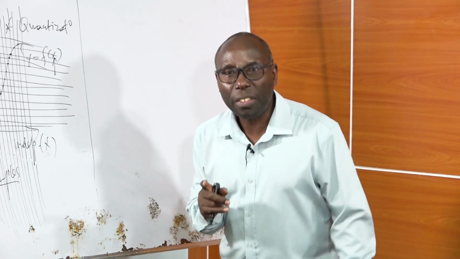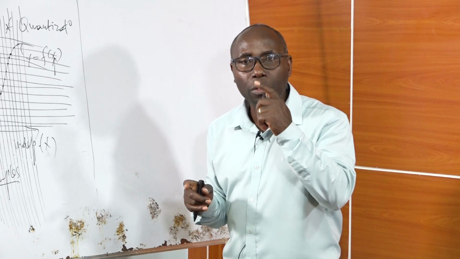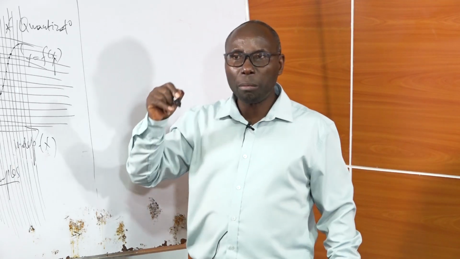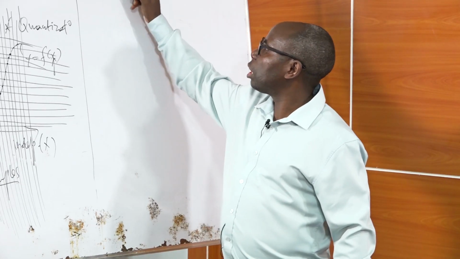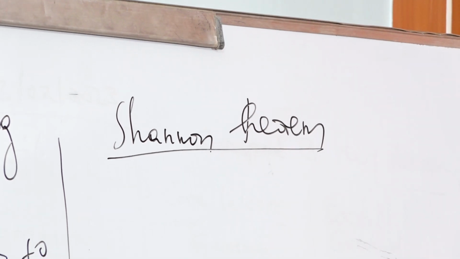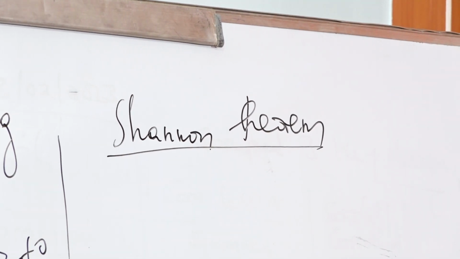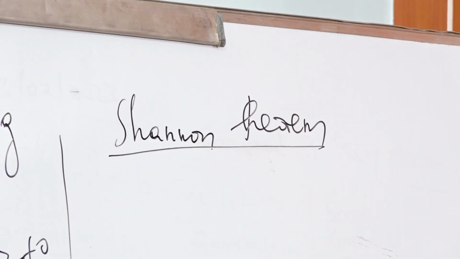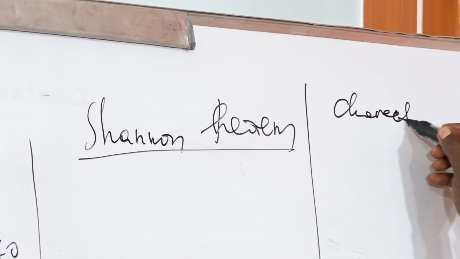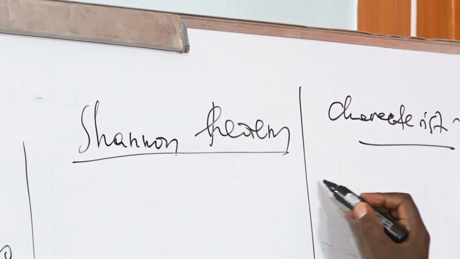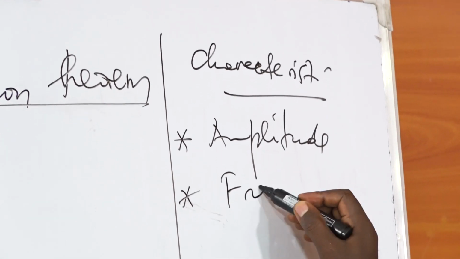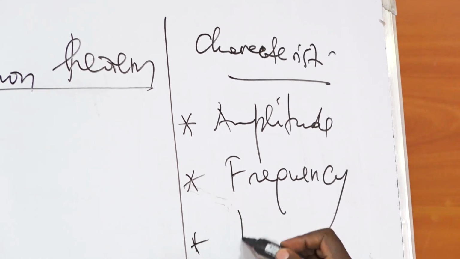Second thing is that there is a theorem we will have to follow, to use. This theorem is called Shannon theorem. In any given signal, even though we will delve into it, you should know that some of the characteristics of signals are amplitude, frequency, and duty cycle.